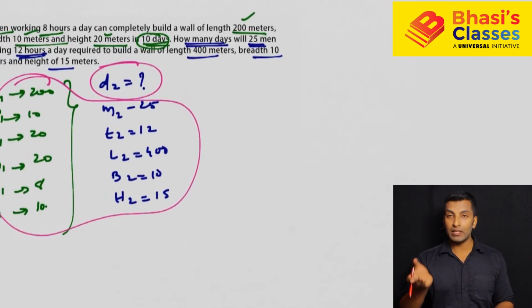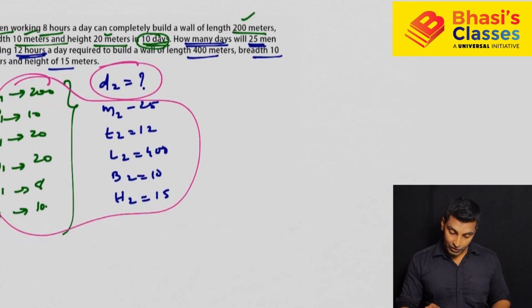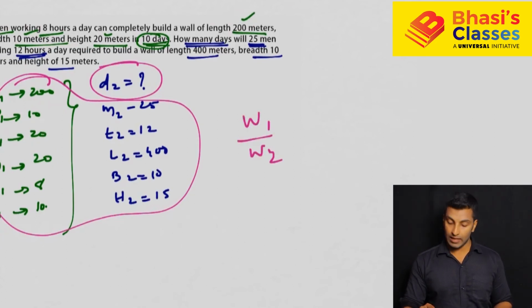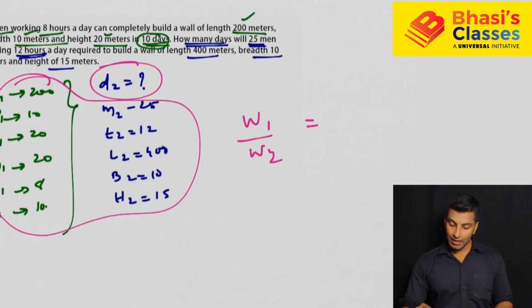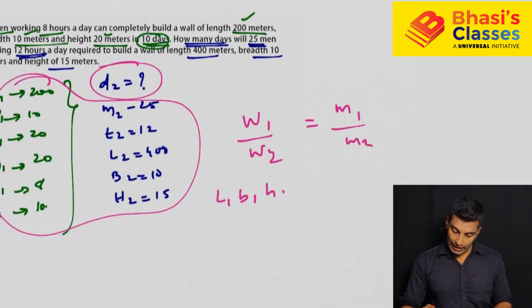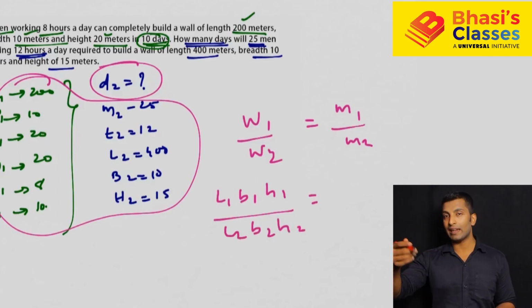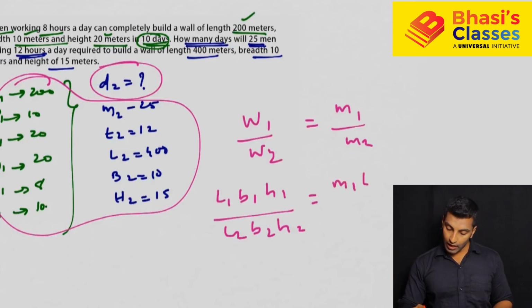By using the previous method, right? So how to remember? Work 1 by work 2 is equal to the men concept. You can just remember M1 by M2, just remember like this. But when I say work, it involves L1 B1 H1 by L2 B2 H2. When I say men, that involves time, days and men also. So M1 T1 D1 divided by M2 T2 D2.